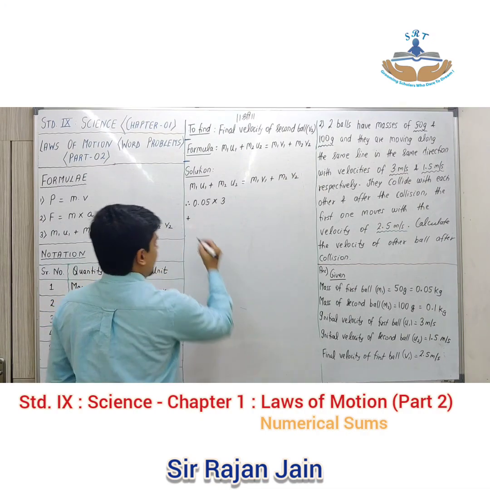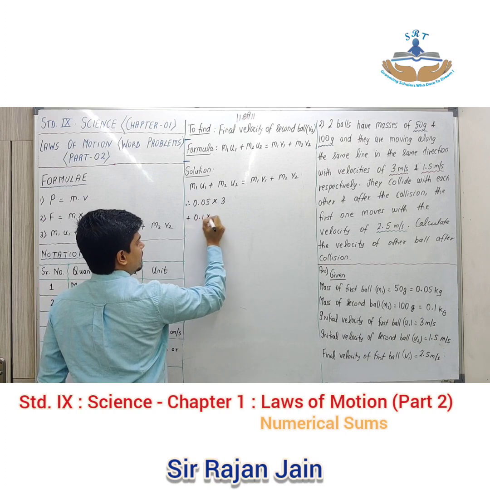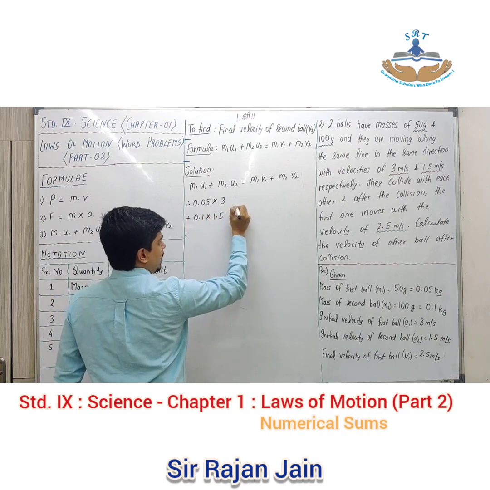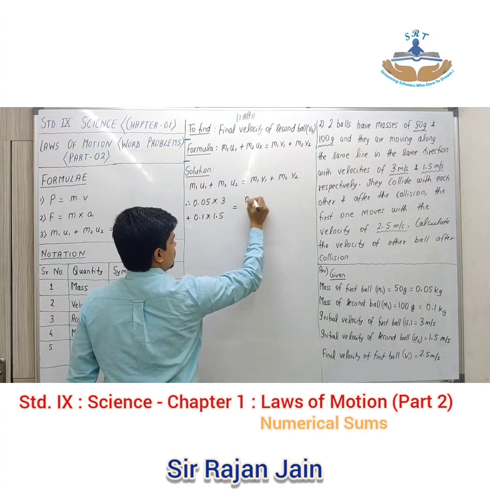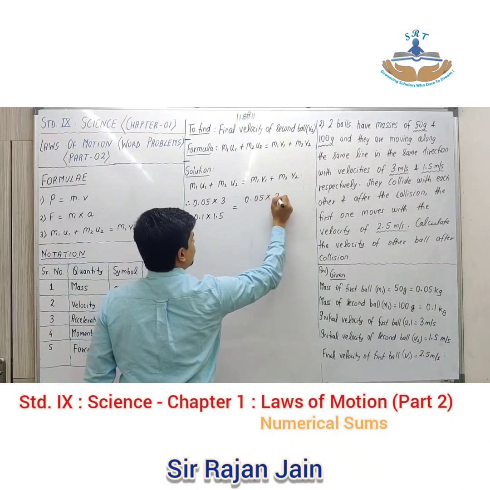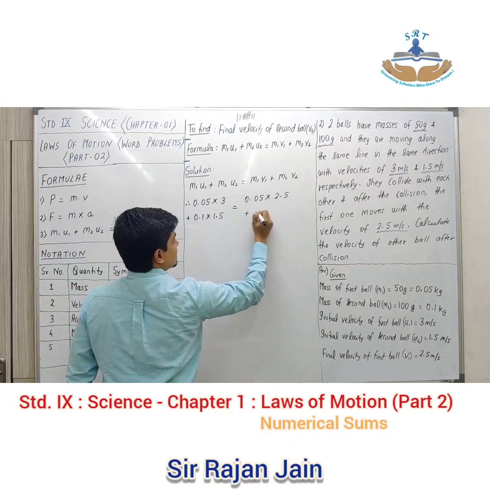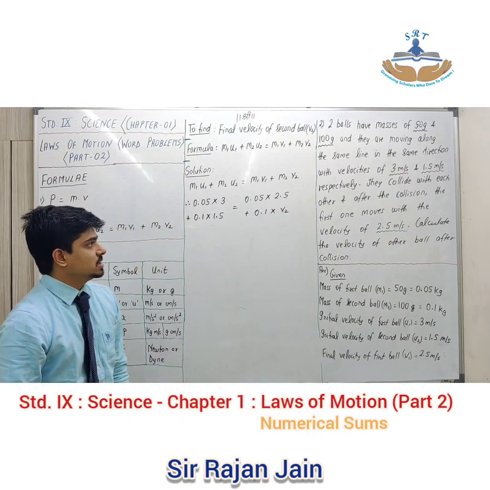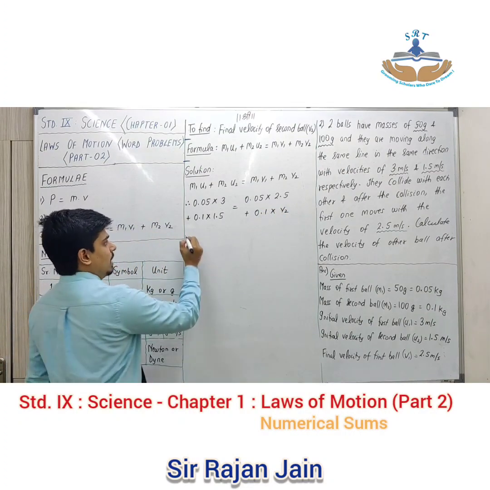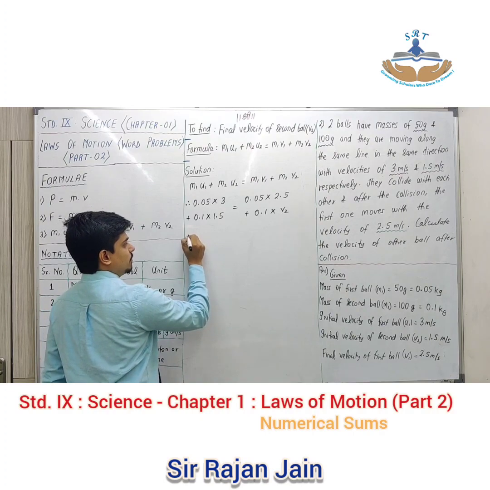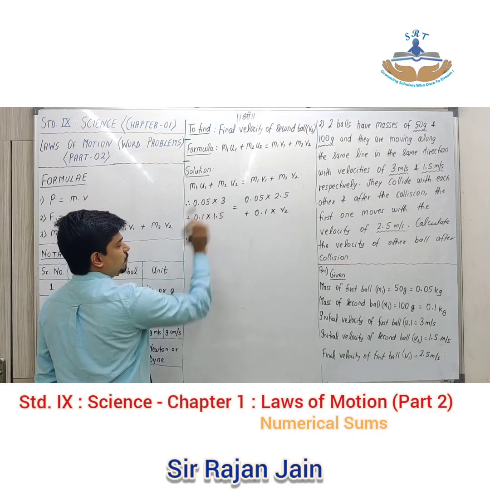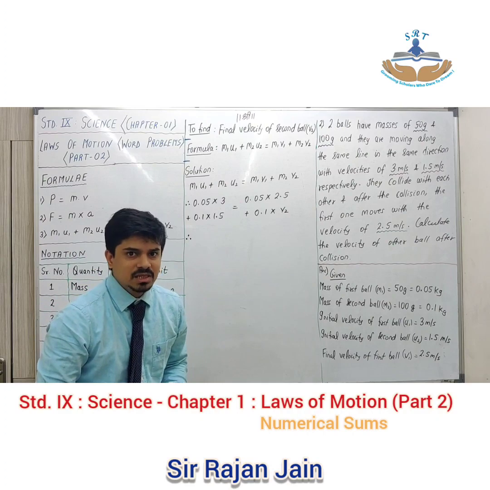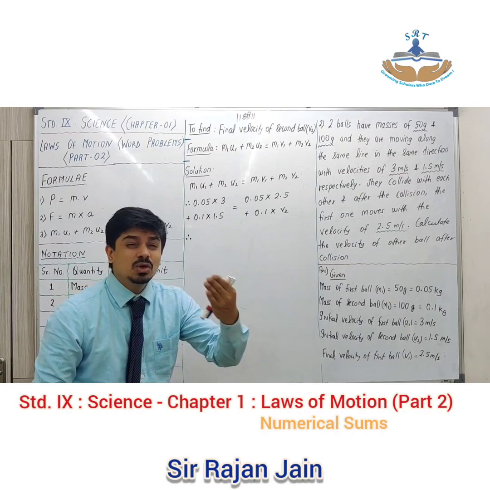Okay, अभी m2 is what? 0.1 into this is 1.5. This should be equal to 0.05 into 2.5 plus 0.1 into V2. This is just the substitution of the values. Now let's take the calculation further. Therefore, अभी 0.05 into 3, जब भी decimal से multiplication होता है ना, ignore the decimal first.